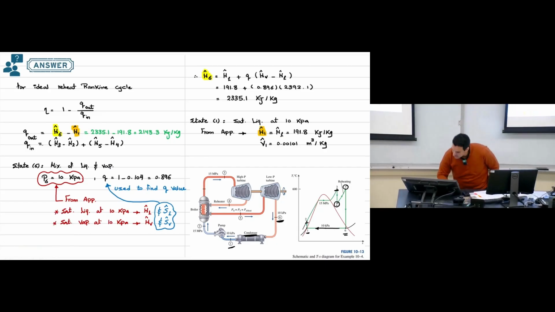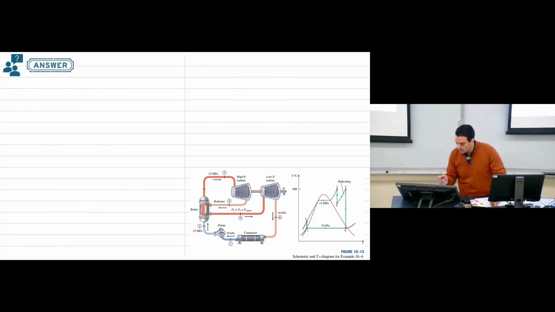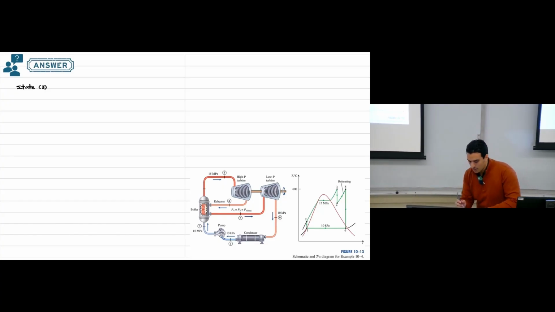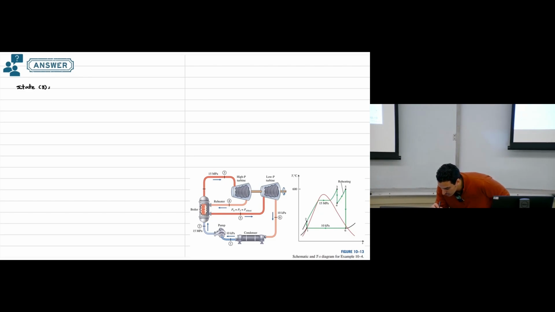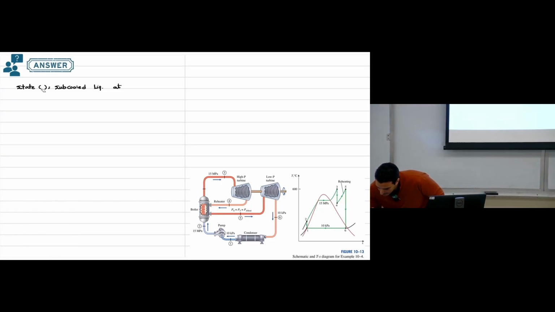Okay. So let's continue the solution we have here. We have state number 1. We can use it to find state 2. In order to find the conditions of this one, for state number 2, state number 2 is subcooled liquid, sorry, this is state 2, not 3, at P2.